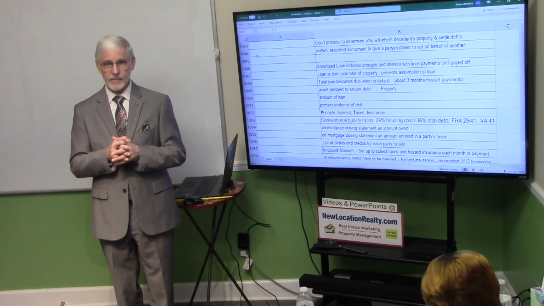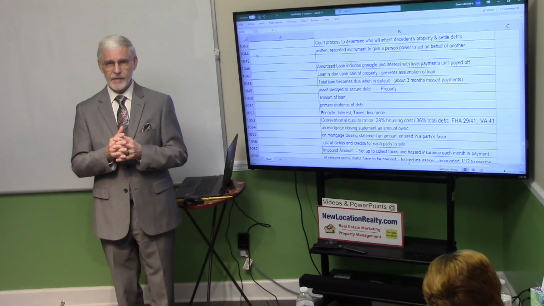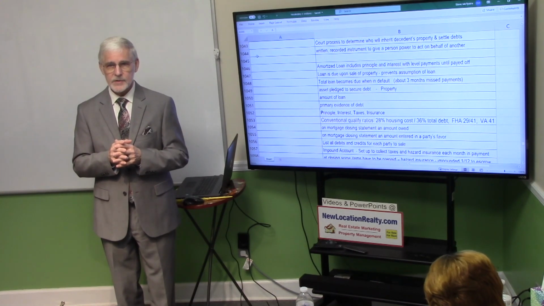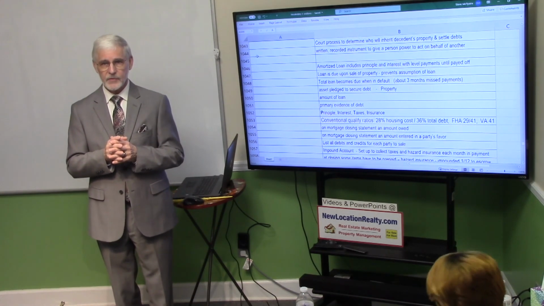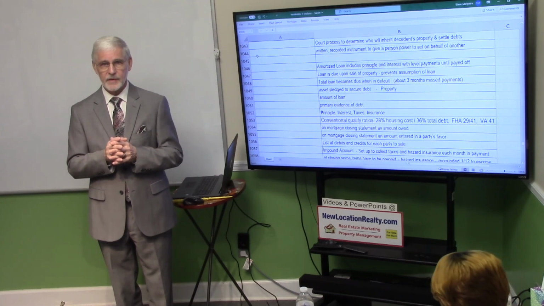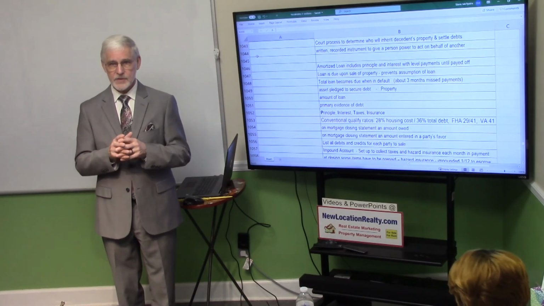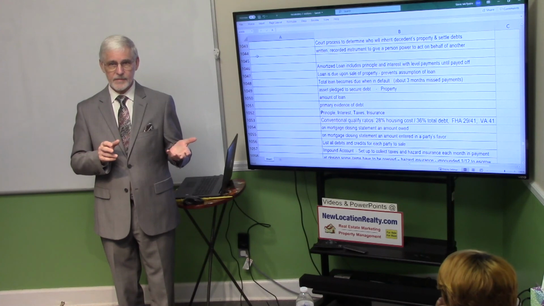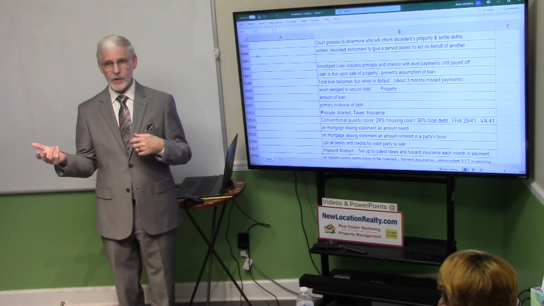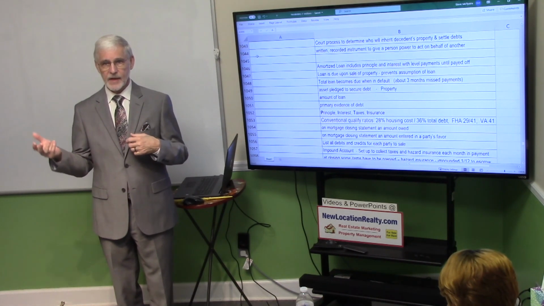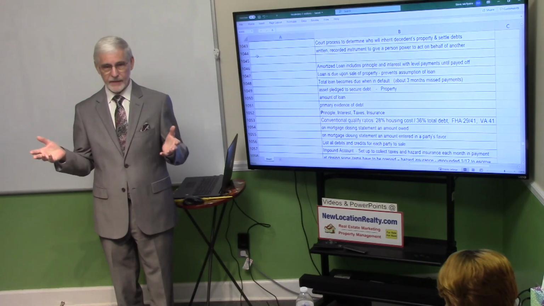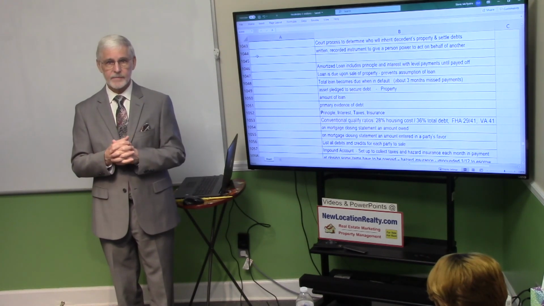FHA, I printed that wrong, it should be 28%. I got 29% on there. There's 28%, that's your front end. And then the back end is 41%. VA is 41, just the back end. They don't look at a front end number with VA.